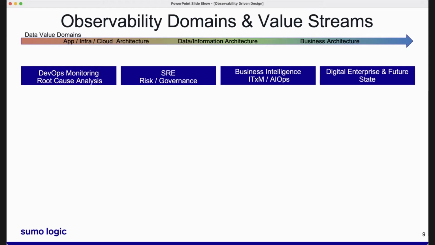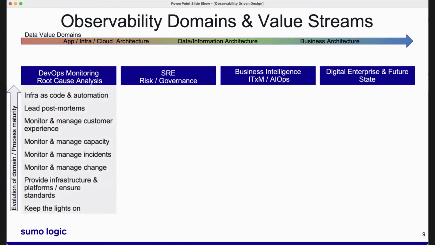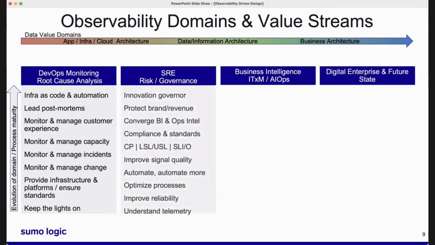And within each of these domains, there's been this evolution, this level of process maturity that takes place naturally through time. DevOps teams and operations started out just keeping the lights on and providing infrastructure. And as they got more advanced and DevOps started to consolidate and developers and operations really started to merge together, it's now monitoring and managing change and incidents and capacity and customer experience, leading postmortems and doing more things like infrastructure as code and automation.